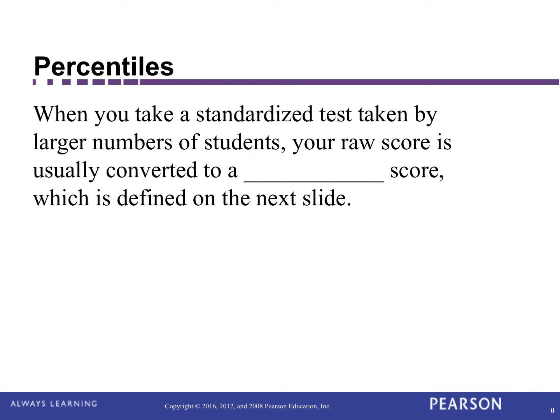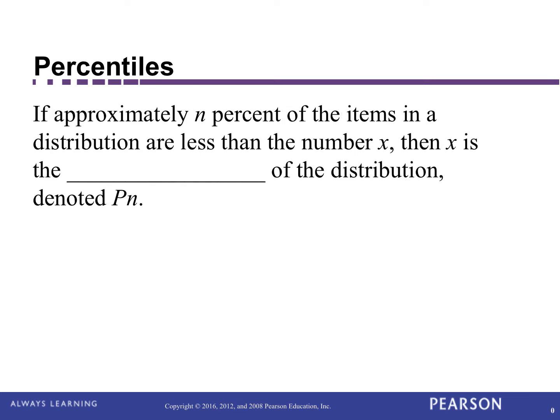Percentiles. When you take a standardized test taken by a larger number of students, your raw score is usually converted to a percentile score, which is defined on the next slide. If approximately n% of the items in a distribution are less than the number x, then x is the nth percentile of the distribution, denoted P sub n.